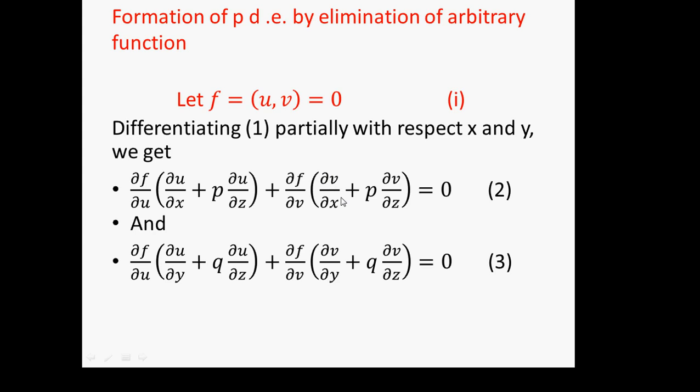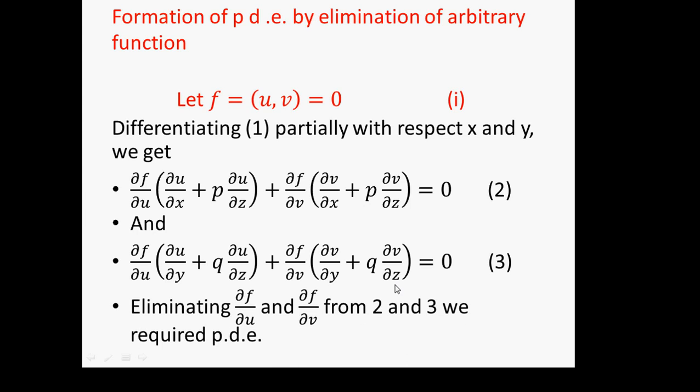And similarly differentiating with respect to y, we have del f upon del u times (del u upon del y plus q del u upon del z) plus del f upon del v times (del v upon del y plus q del v upon del z) is equal to 0. And elimination of these derivatives del f upon del u and del f upon del v from equations 2 and 3 will give the partial differential equation. Now we take an example.